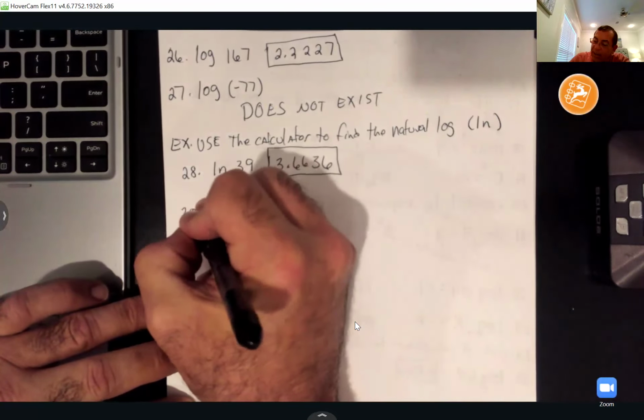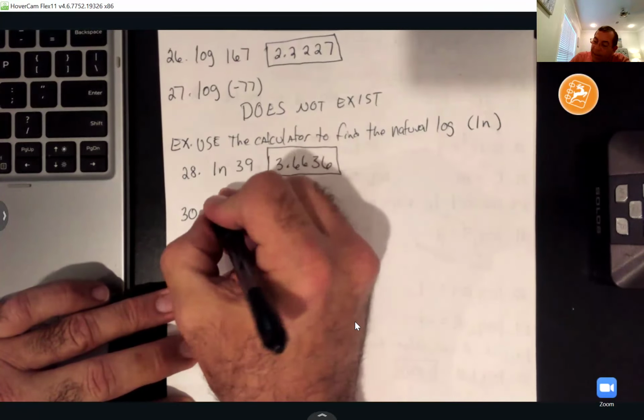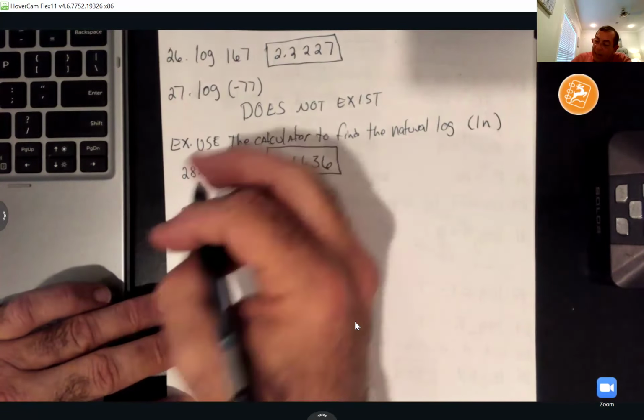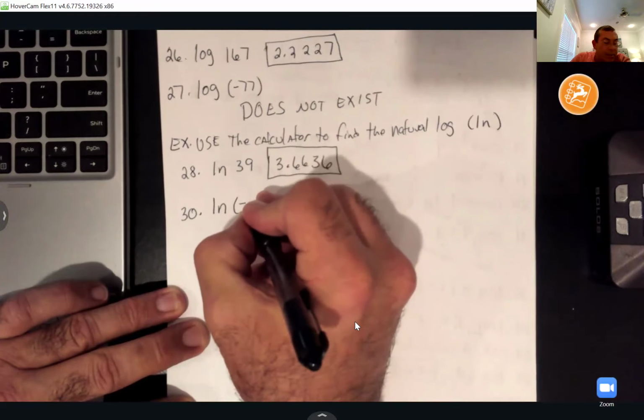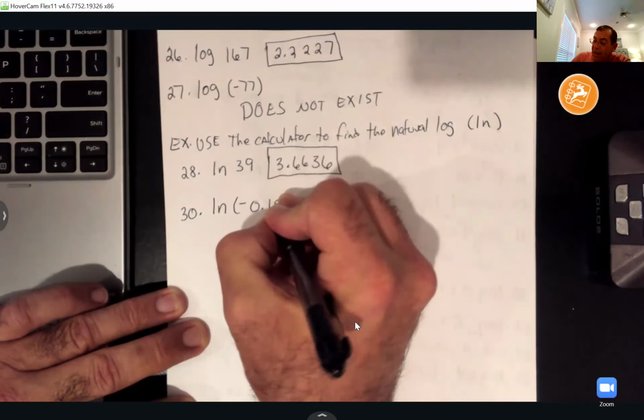Let me do one like 30. LN, okay, y'all ready? LN of a negative 0.15.